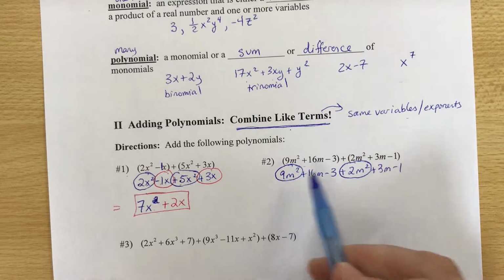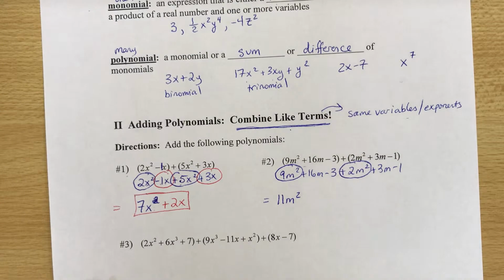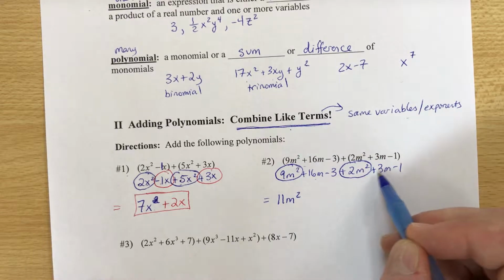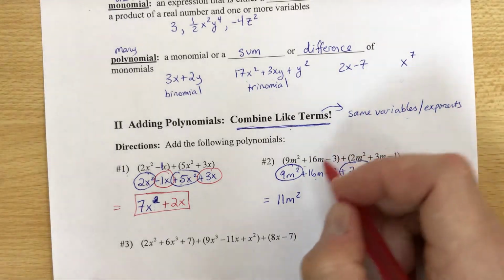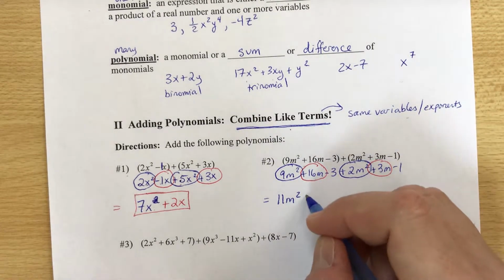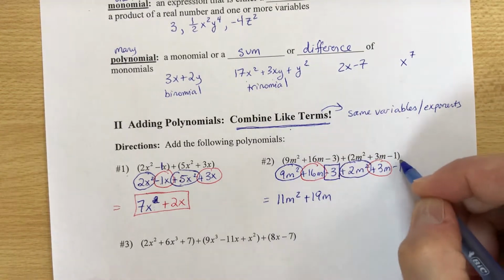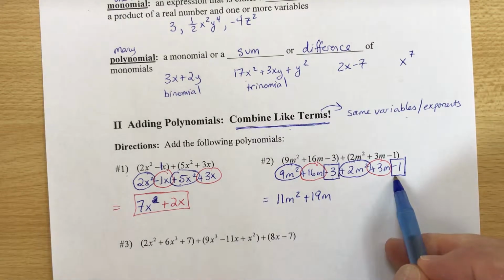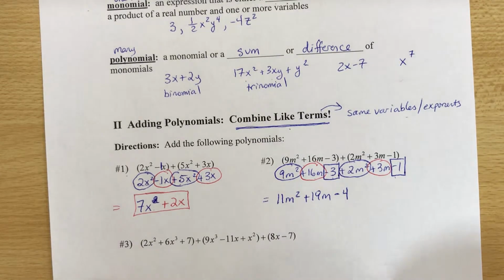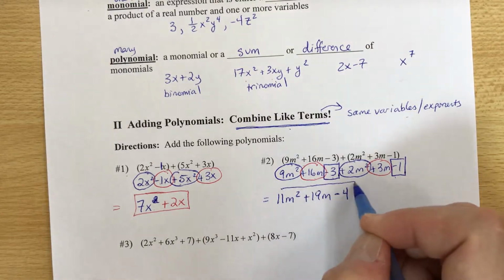So we have 9m squared plus 2m squared. So that's 11. M squared stays like it is. I just copy the variable and the exponent. Then we have plus 16m plus 3m. Now, I like using different colors. That would be 16 plus 3 is positive 19m. But you can also use different shapes. For example, I can say minus 3, minus 1. Those are constants. Those are like terms. So negative 3 subtract 1 is minus 4. That is as far as you can go. We cannot add or subtract anymore. So that is the answer.